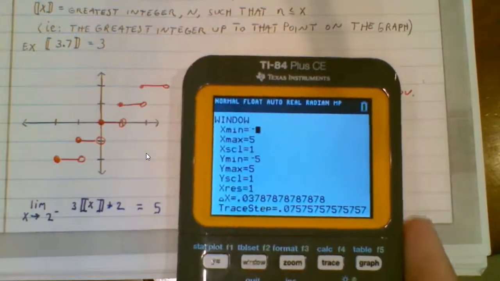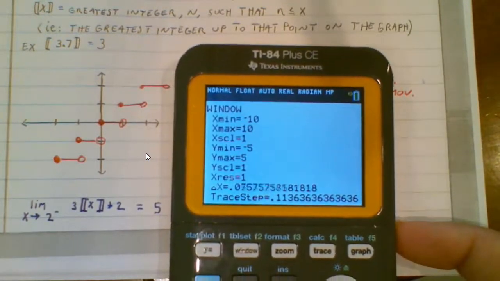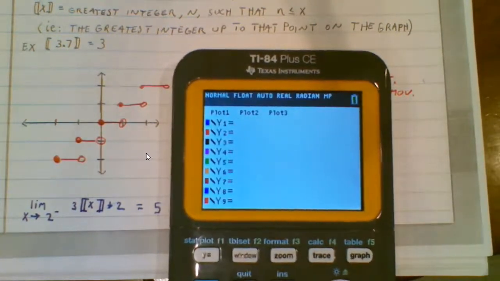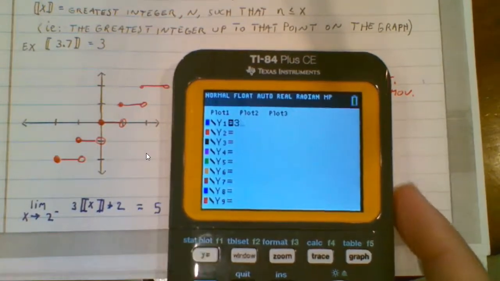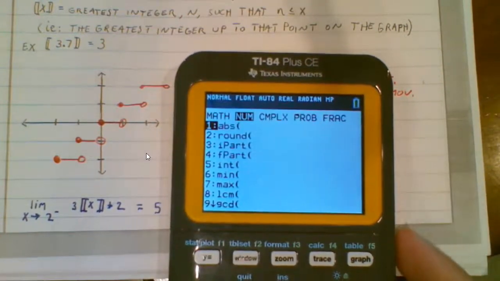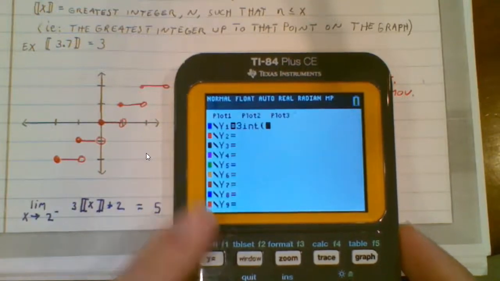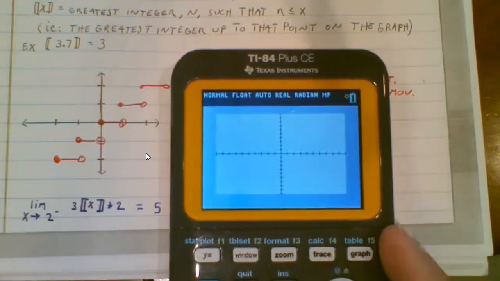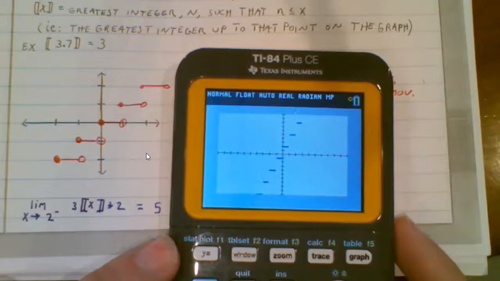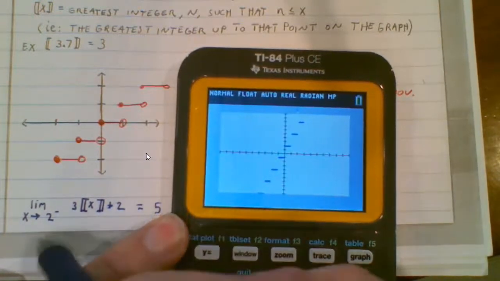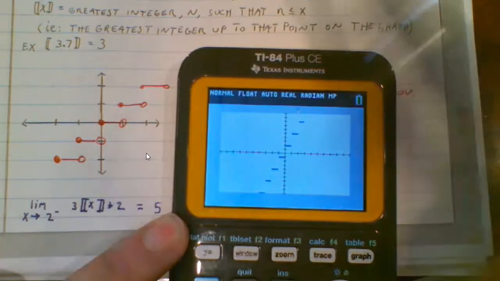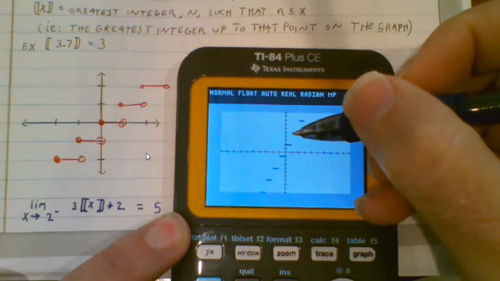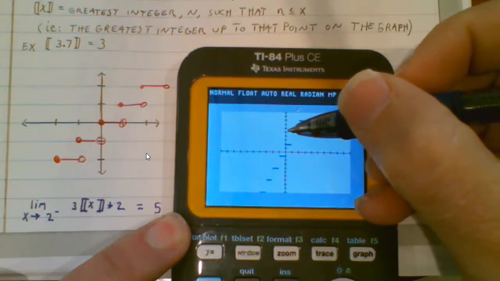Let me go back to what I had on here. So I'm going to go back to typing that in of 3. We're going to go to math, go to the number column, get our greatest integer function, which is option 5, and put the x back in there, close that off, plus 2. So if we go back to that greatest integer function, which looked like this, now if we said what's the limit as x approaches 2 from the left, right here, you can see as x approaches 2 from the left, we're at a y value of 5.